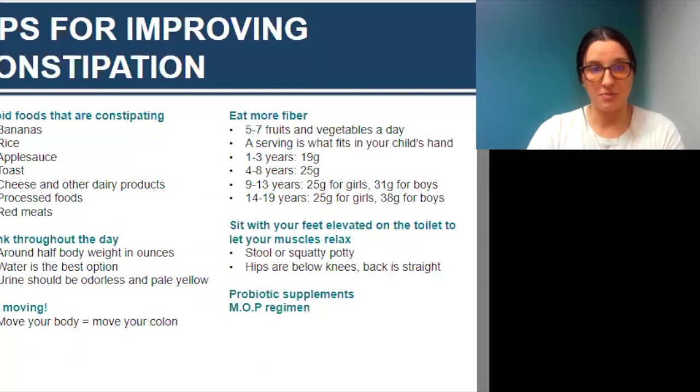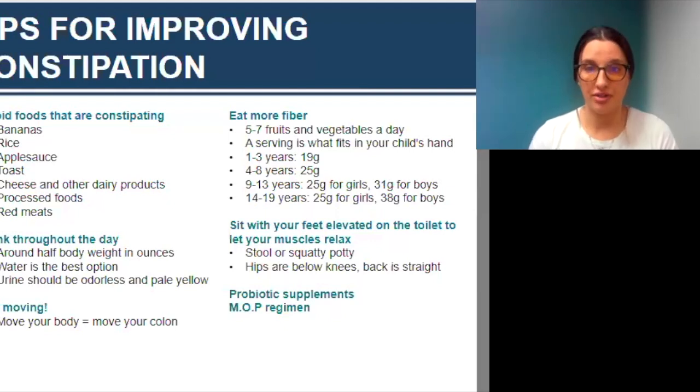Tips for improving constipation. Avoid foods that are constipating. When you have the stomach flu, you have the BRAT diet: bananas, rice, applesauce, and toast, because they're more constipating. Cheese and other dairy products can be constipating foods. Processed foods and red meats also cause constipation.